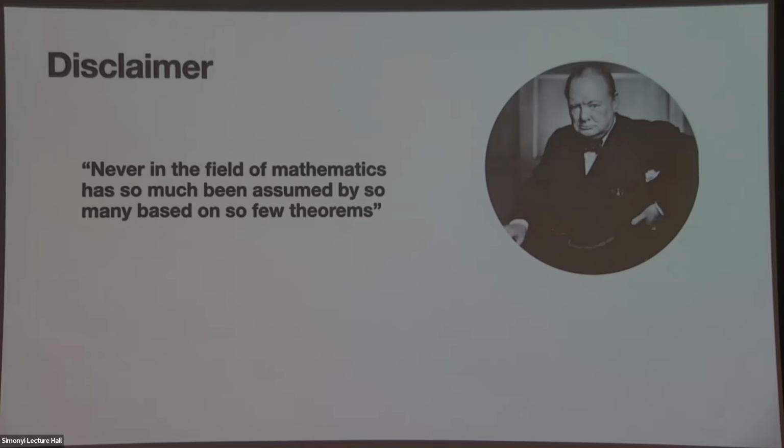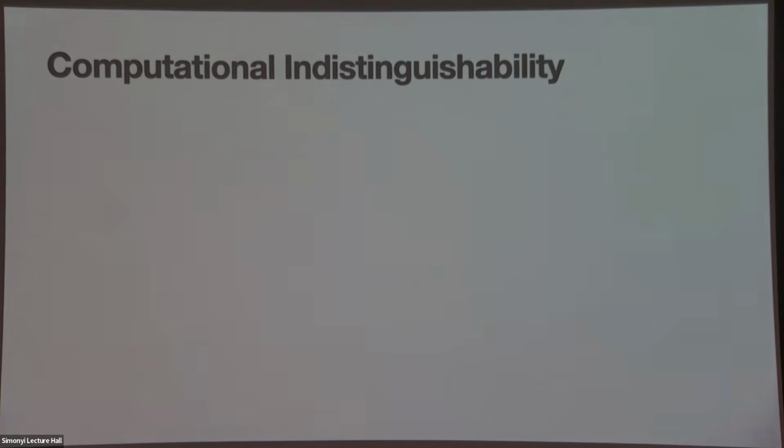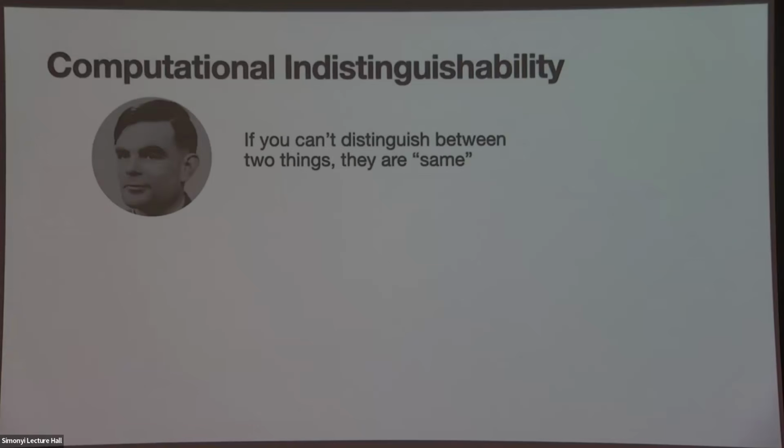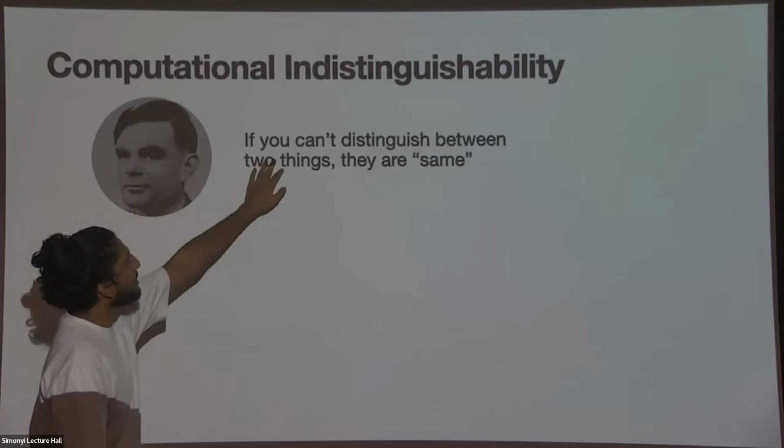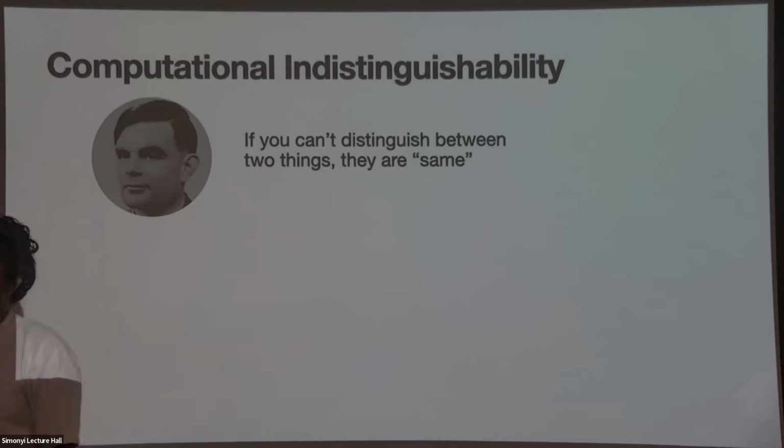Okay, great. The most important notion in cryptography is probably this notion called computational indistinguishability. The idea is, if you can't distinguish between two things, they're the same.